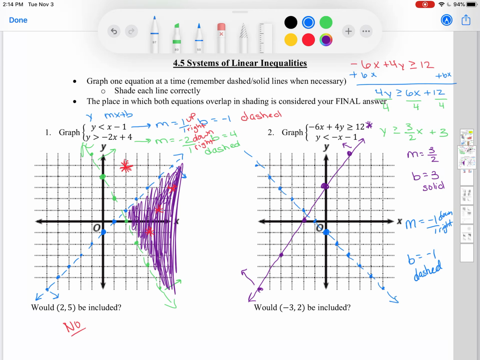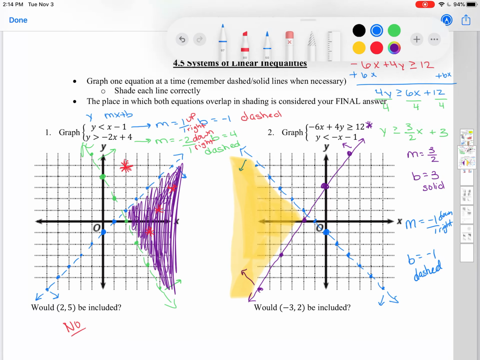And when I connect the dots, remind yourself, is it going to be solid or is it going to be dashed? And we know it is going to be dashed. So when I connect these dots this time, it will be dashed. And it asks for everything less than the function, so it's going to be everything below the line. And I can go in and shade.